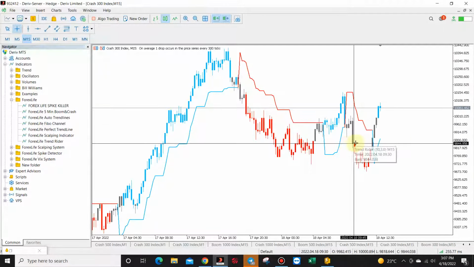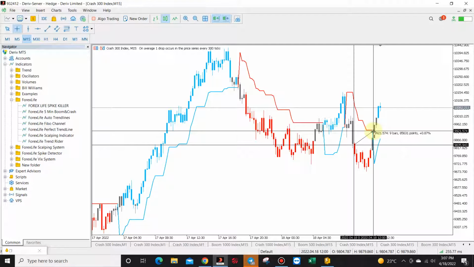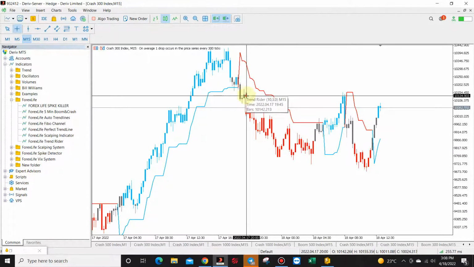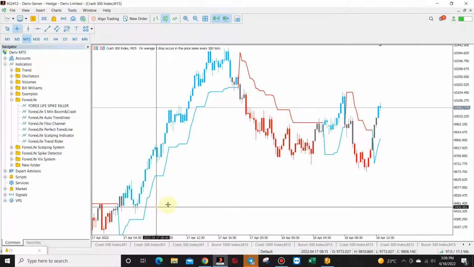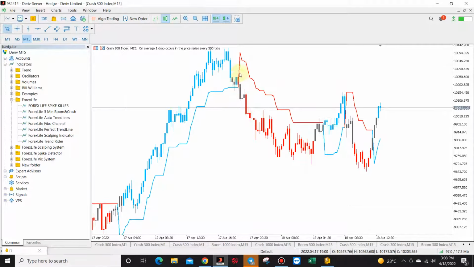For here you would have entered a sell, and I think this one would have closed in a loss. This one would have closed in a loss. Over here you would have entered your sell as well. You would have closed this one in profits. Here's a nice massive buy that you could have taken and closed over there.